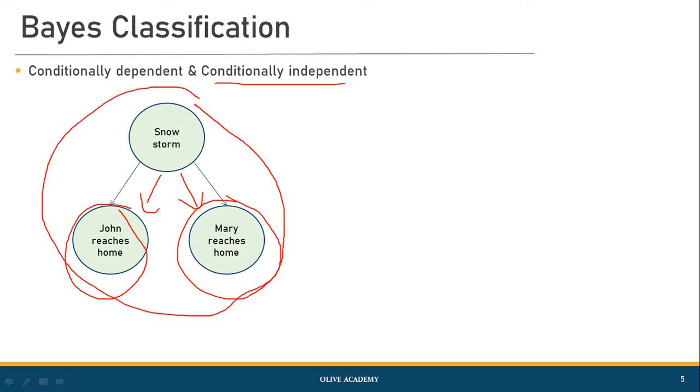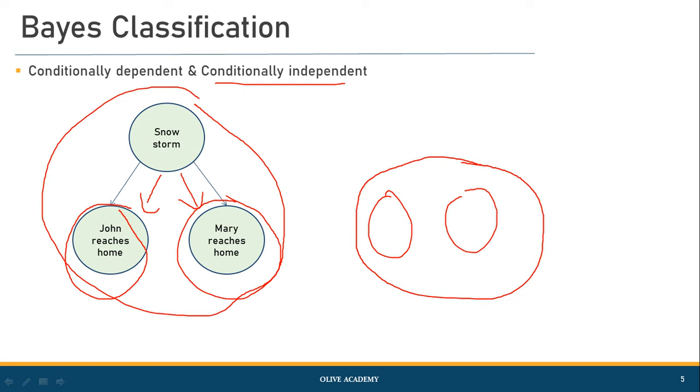But let's say if John and Mary are doing carpooling, in that case, they are in the same car. So in that case, they are no longer independent, but they are dependent. And if a snowstorm is there, which is the external factor which is going to influence John and Mary, in that case, it is called conditionally dependent events, because already John and Mary are dependent on each other because they are doing the carpooling. And because of that, even the external factor is also going to be influencing John and Mary together. And that is what is conditionally dependent.